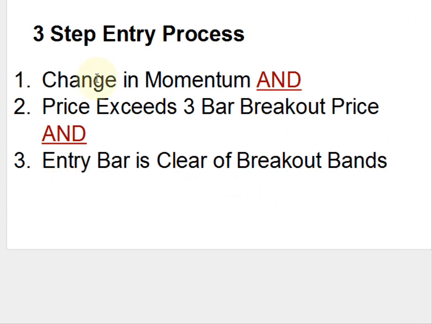But again, let's just review the three basic criteria. There's a change in momentum, i.e. a change in color in the Elliott Oscillator, and price exceeds the 3-bar breakout price, and the entry bar is clear of the breakout bands. And those are the basic entry rules, again, without filtering and without any further input into the wisdom of that particular trade.